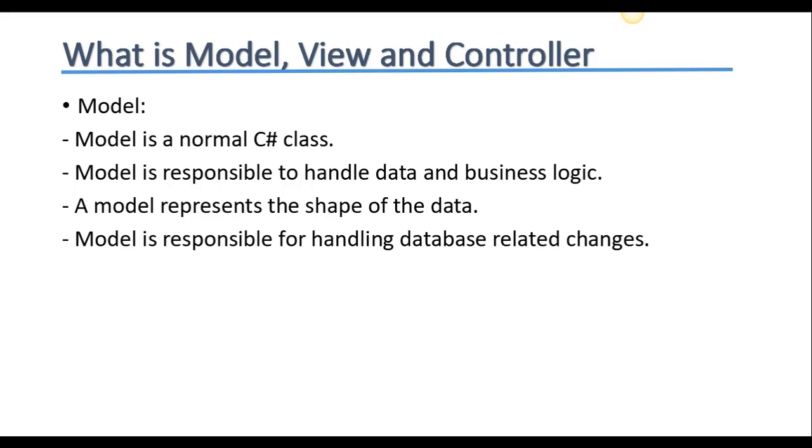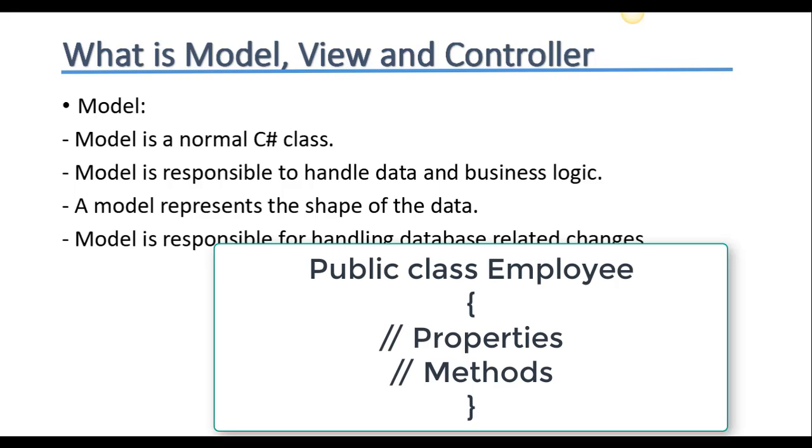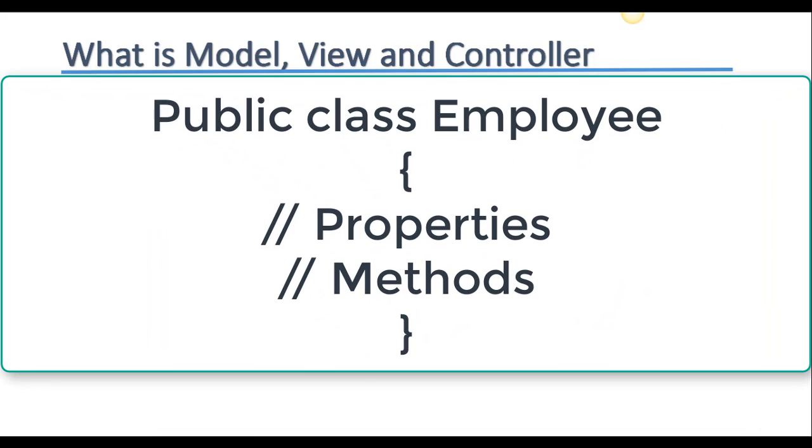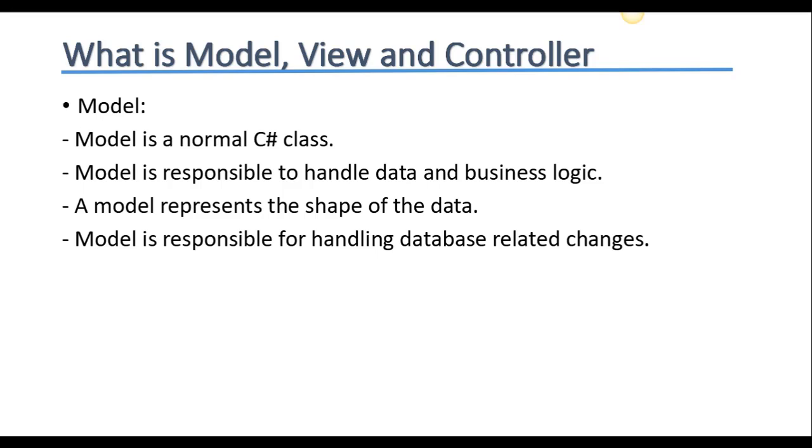related operations. So if you want to insert, update, delete, or get data from the database, then any operation we are going to perform with the database, all these operations we need to write inside the model. And the extension of the model is .cs. So if you work with C#, then the model class is a normal .cs file.